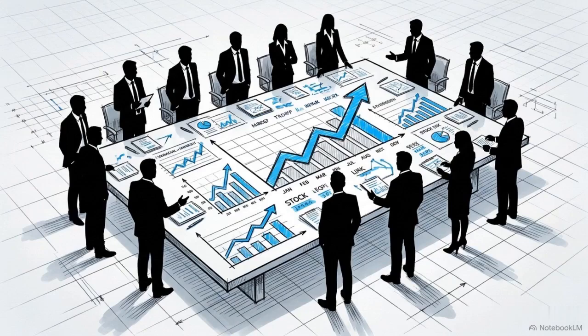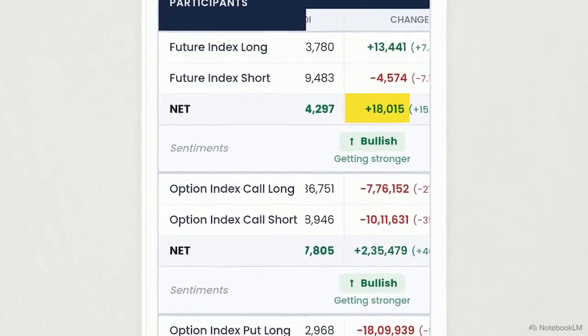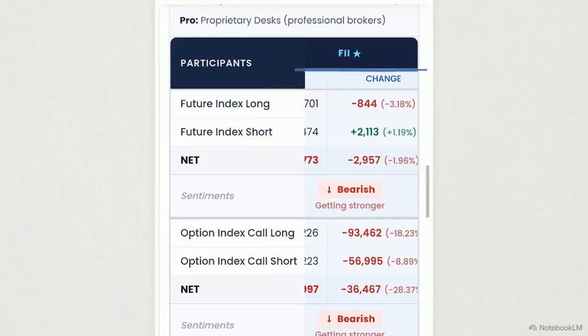Finalizing this derivation requires identifying the specific players building the call wall. Who exactly is holding the market down? We'll start with the retail or client sector to gauge the prevailing herd sentiment. Retail clients are positioned for a breakout, adding over 18,000 net long contracts in futures and purchasing more than 2.3 lakh net calls. The foreign institutional investors, or FIIs, are behaving differently. FIIs have placed an aggressive bearish bet, holding over 1.5 lakh net short contracts in the futures market.